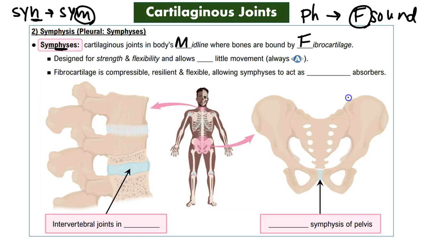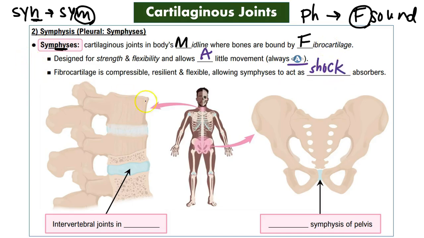All right, so again, fibrocartilage is designed for strength and flexibility, but this time it is going to allow a little movement. So we are thinking of something as amphiarthrosis. Fibrocartilage, as we know, is going to be compressible. It's really resilient and flexible, and it's going to allow the symphyses to act as a shock absorber. So we'll talk about a couple of those examples here.